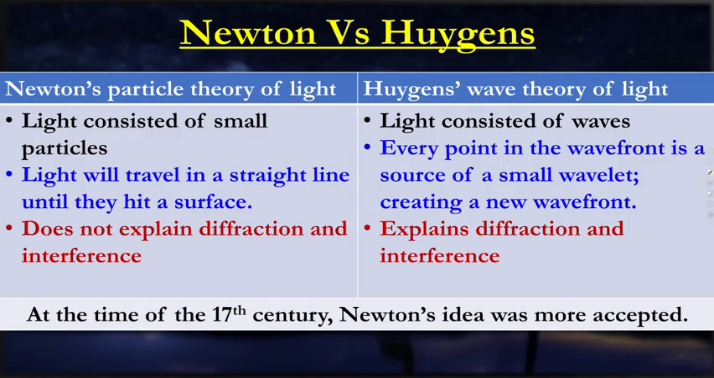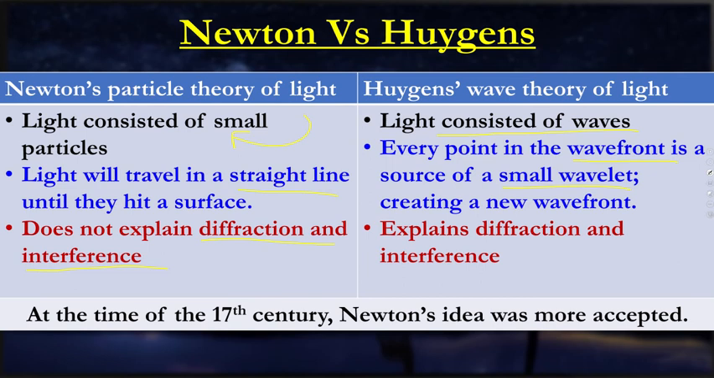Okay, let's have a quick overview of what they actually said. Newton had the concept of the corpuscle theory, so light behaving like corpuscle particles. Light will always travel in a straight line until it hits a surface. His concept does not explain diffraction or interference. Huygens' wave model says that light can behave like a wave. At every point, the wavefront is a source for a small wavelet, creating a new wavefront.